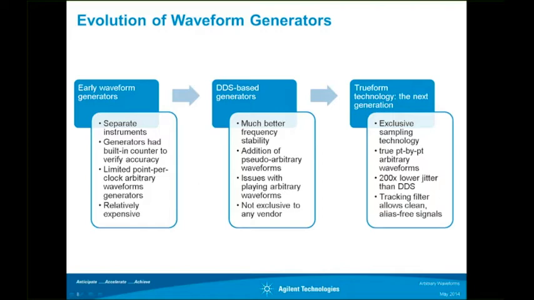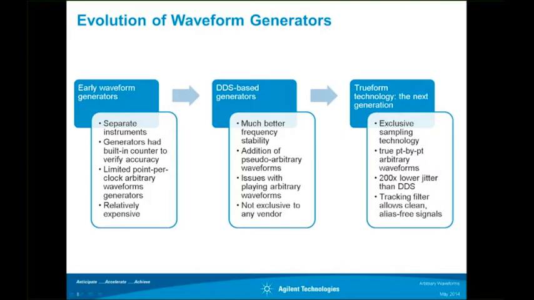The major advantage of this technology is that if you're using an arbitrary waveform, you are able to get a true point-by-point arbitrary waveform. We're not going to be skipping points like a DDS-based generator does. Some performance aspects of the generator is that it is able to do 200x lower jitter than a DDS-based box, and we'll actually see that in our later slides. And we also have a lot cleaner signals than a DDS-based generator will have.